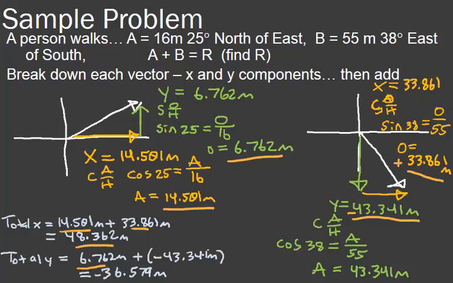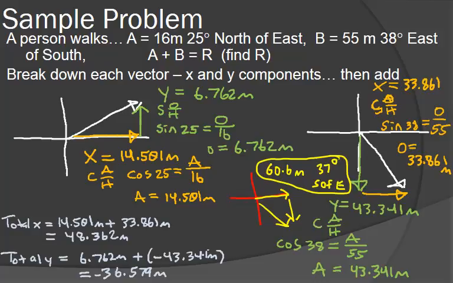So we add up our two x vectors to get our total. Our y vector 6.762 plus negative 43.34, and then we have our values, our total x, total y, and then we set up our x and y on the axis. So we have our x and we have our y, and we get our resultant 60.6 meters, 37 degrees south of east is the resultant vector.